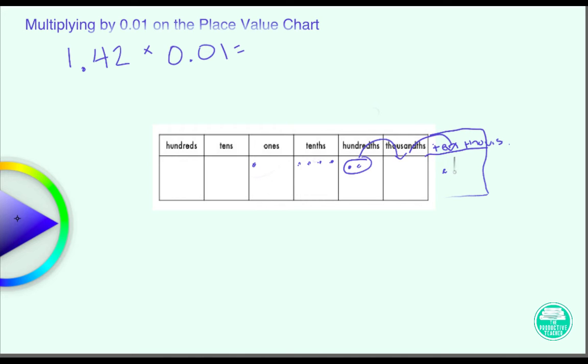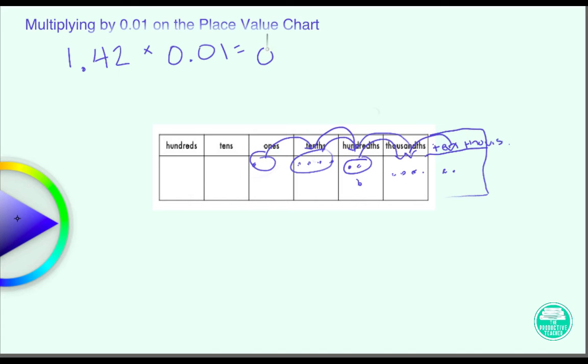Okay, so I'm going to move my 2 hundredths to the right 2 spaces. Now I have 2 10 thousandths. Now I'm going to move my tenths to the right 2 spaces, and I have 4 thousandths. And I'm going to move my 1 to the right 2 spaces. It's getting very messy, and I have 100th.